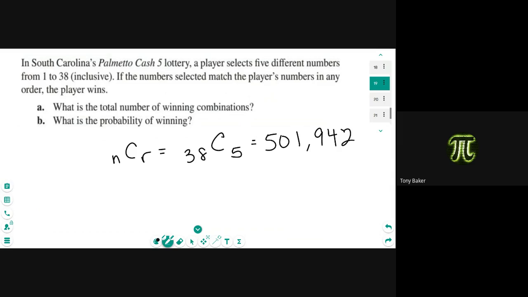So what's the probability of winning? The only one that wins is the one that gets all 5 numbers right? So there's only one way to do it. So the probability of winning is 1 out of 501,942.